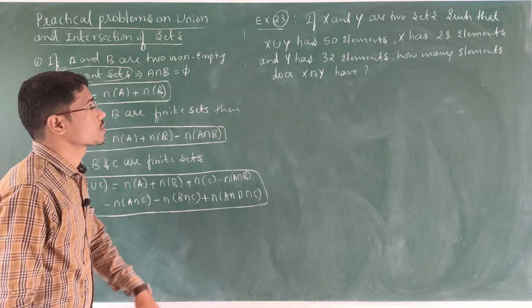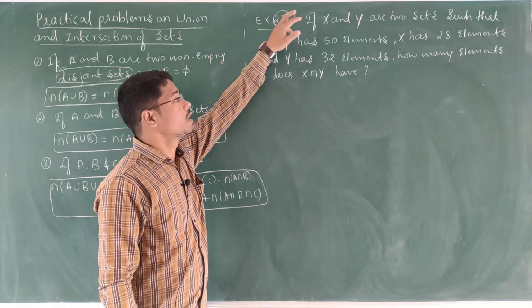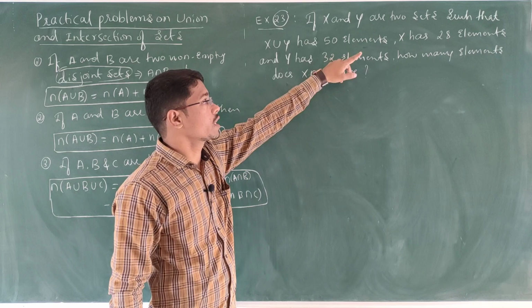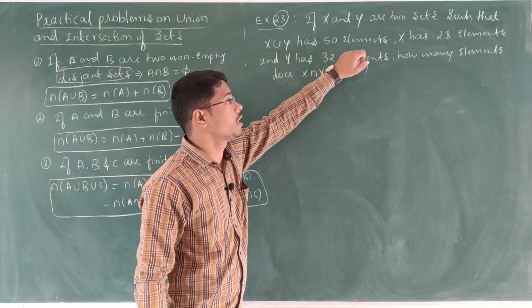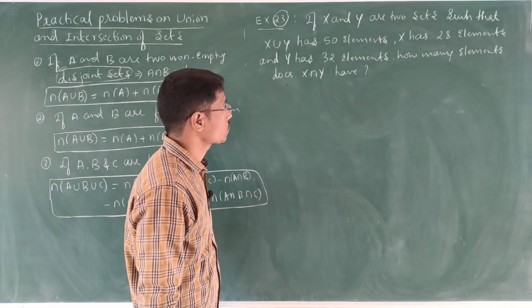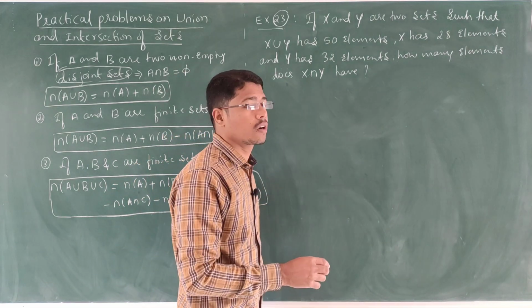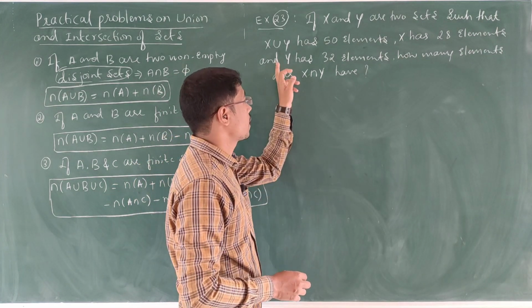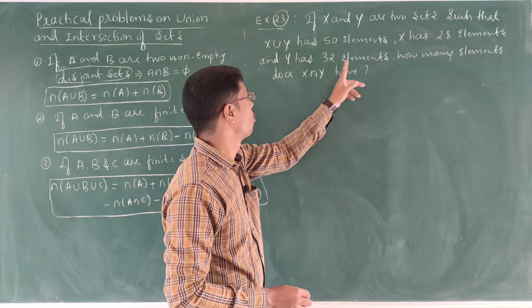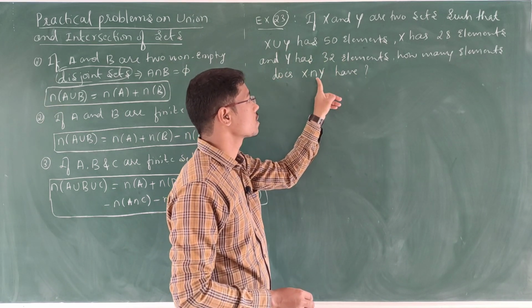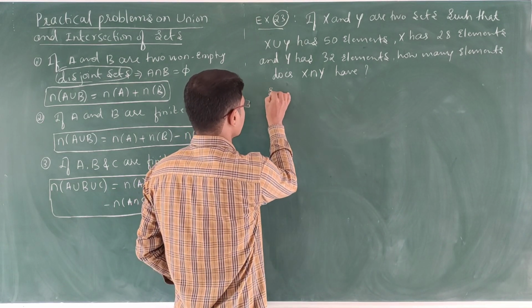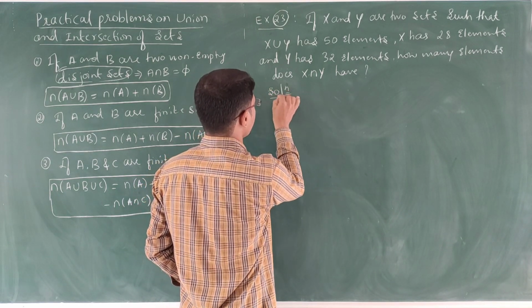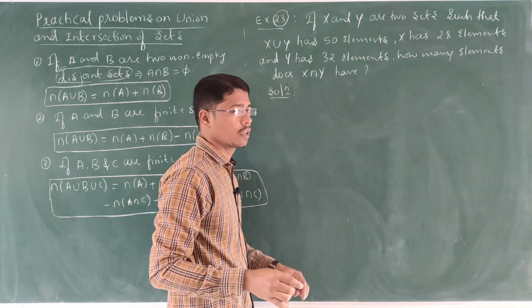So see the question, example 23. If X and Y are two sets such that X union Y has 50 elements, X has 28 elements and Y has 32 elements, how many elements does X intersection Y have? Very basic and important questions. These are all for 3 marks.